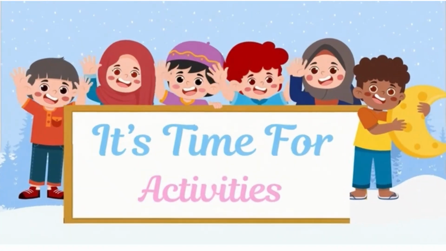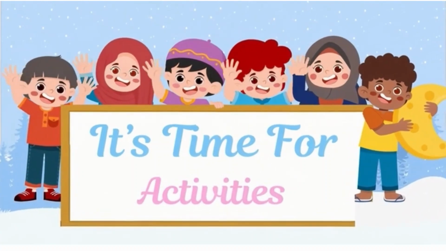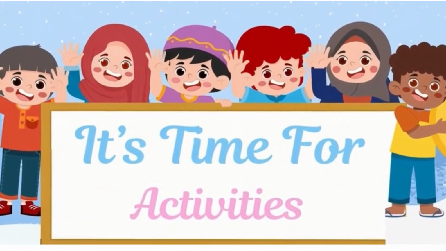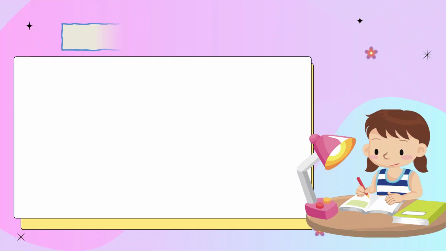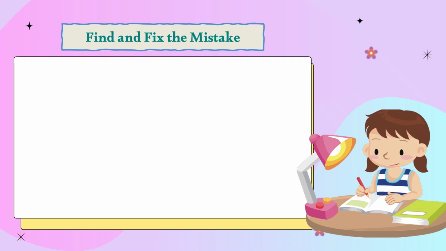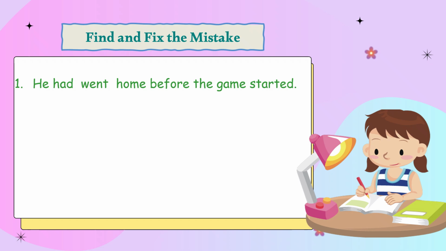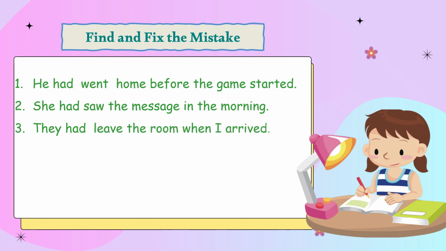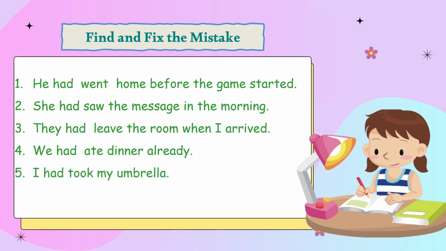Now it's time for an activity. Let's do some practice. Find and fix the mistakes. Number 1. He had went home before the game started. She had saw the message in the morning. They had left the room when I arrived. We had ate dinner already. I had took my umbrella. Can you find the mistakes?